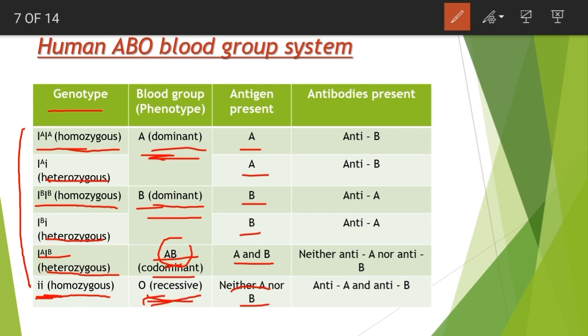So when there is A blood group, the antibodies will be anti-B. When there is B blood group, the antibodies will be anti-A. When there is presence of AB blood group, there will be no antibodies present. And in case of O blood group, both anti-A and anti-B antibodies will be present there.